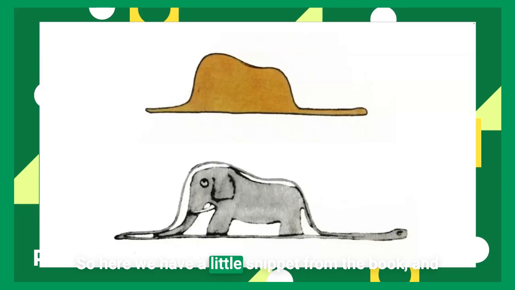So here we have a little snippet from the book, and it's a little illustration of a child who's drawn a boa constrictor swallowing an elephant whole, which in itself is very frightening and imaginative, and it tells a story. But to the adult's eyes, it's mistaken as a simple hat, and it loses that richness that it has.